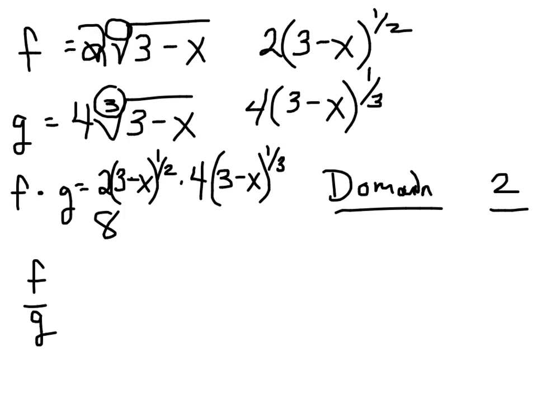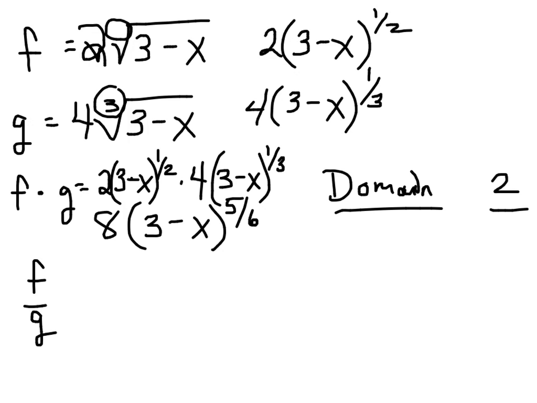Are the bases the same? Yeah. It's both 3 minus x. So since what was underneath the house was exactly the same, I am now going to add the exponents. In order to add fractions, you need to get a common denominator. What's a common denominator between a half and a third? 6. So what's 3/6 plus 2/6? 5/6. That's the combination of f times g.